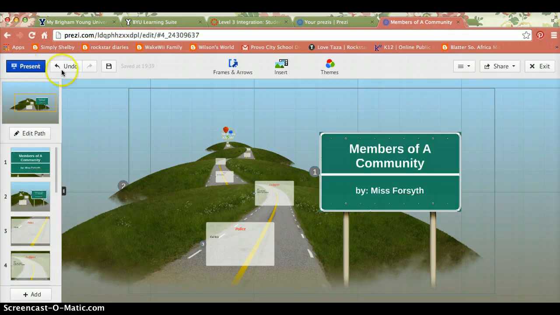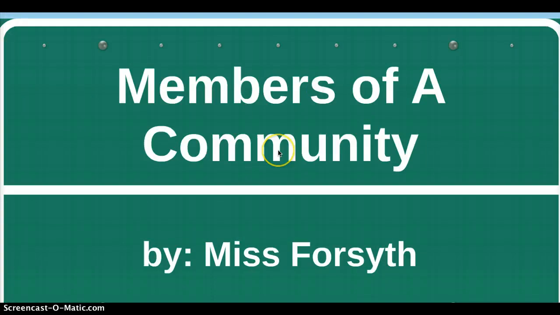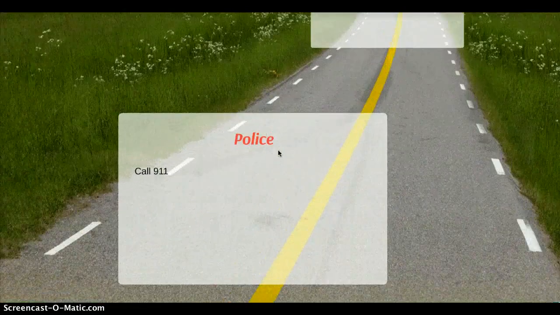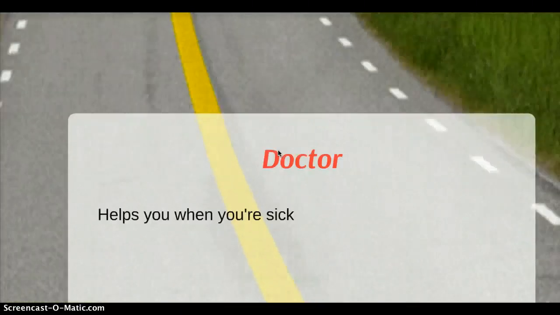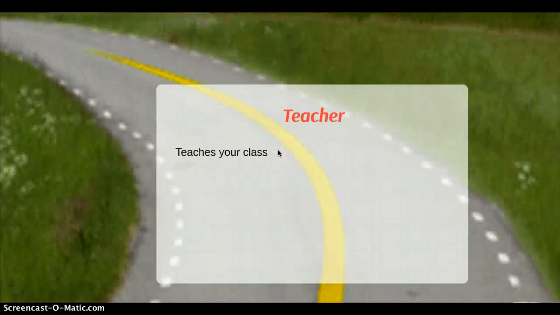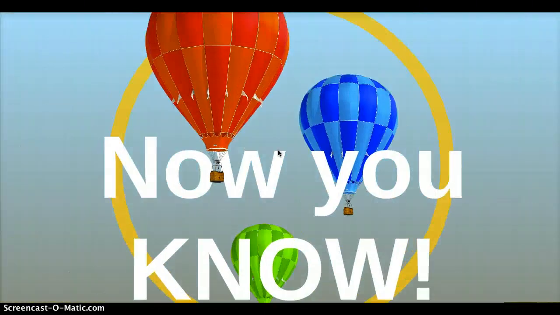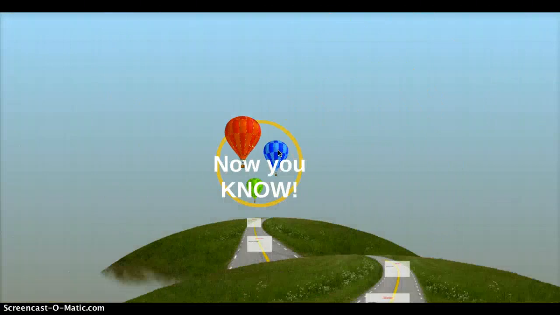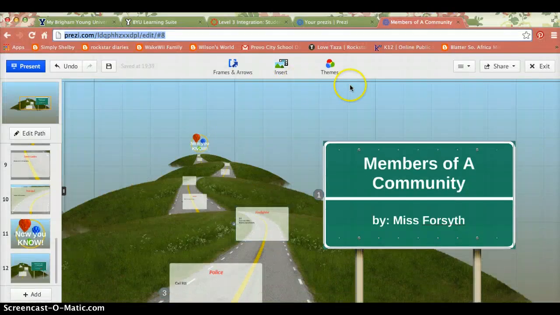So I'm going to hit the present in the corner, and it's going to show you, we can just go through each one, members of a community, then you can see how it moves to the police, to the firefighter, to the doctor, to the nurse, to the librarian, to the teacher, to the lunch ladies, to the principal, and then now we know. And then it's going to bring you back all the way to the front. So I think that's a really cool aspect of that.